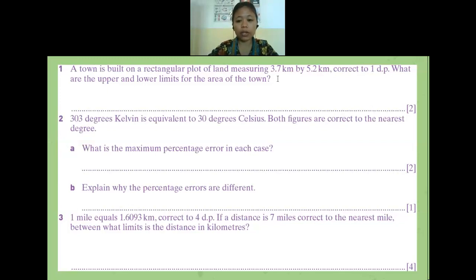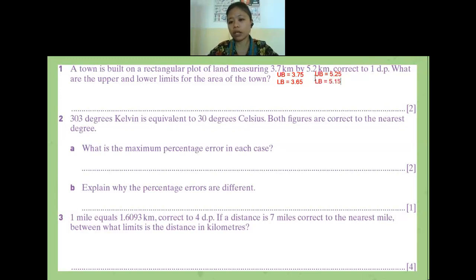Is there anyone who has difficulties finding the upper bound and lower bound of 3.7? Okay, if no one has difficulties, I'll continue to the upper bound and lower bound of 5.2. What is the upper bound and lower bound of 5.2? It will be 5.25, and the lower bound will be 5.15.